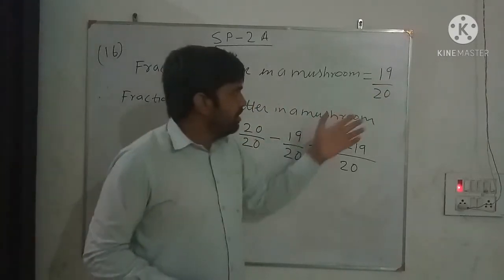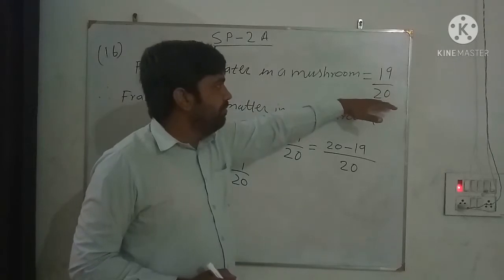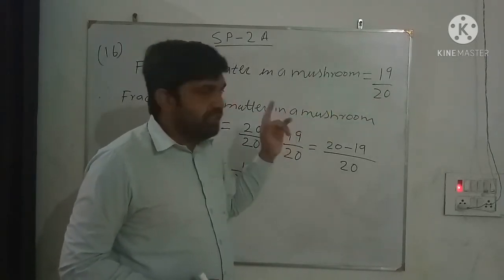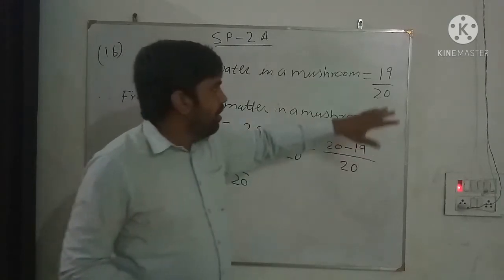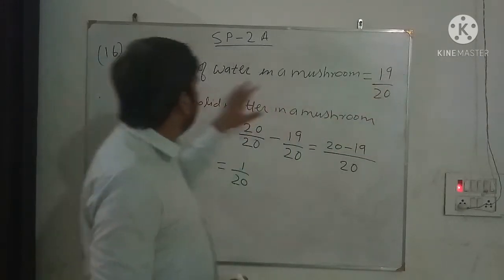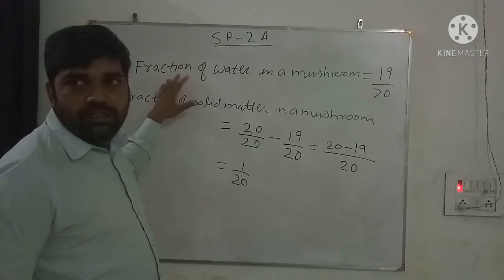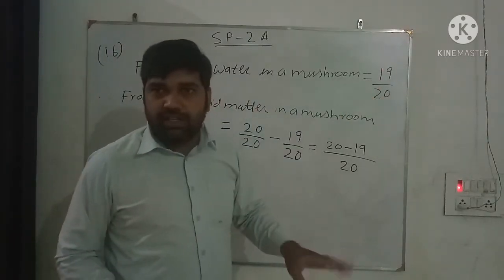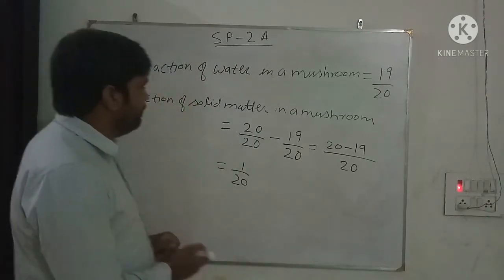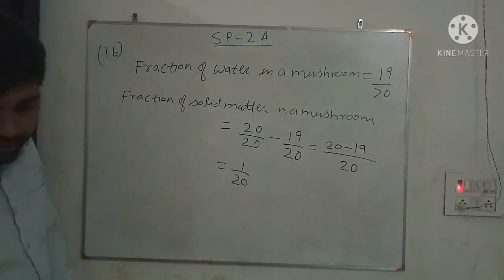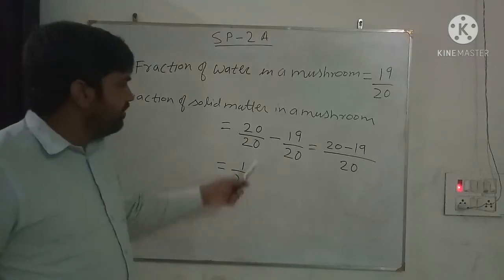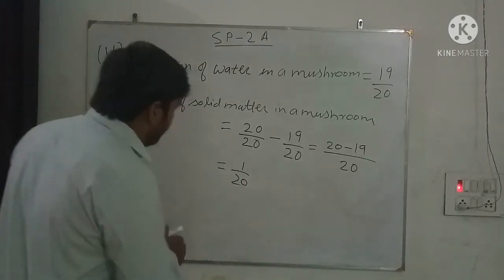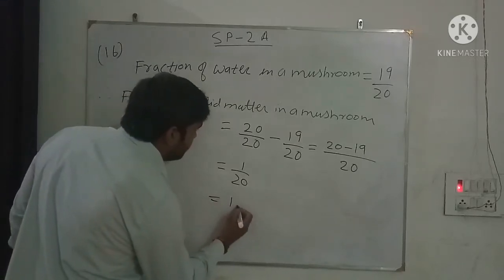19. Suppose the weight of total mushroom is 20 gram and if you make it equal 20 parts, each part weight is 1 gram. So out of that 20 gram, 19 gram is water. And the remaining 1 gram is the solid matter, which is the mushroom. Okay, like this we have to do. So that's why I written here 20 by 20. On this place I can write 1 also. On this place we can also write like that, 1 minus 19 by 20.